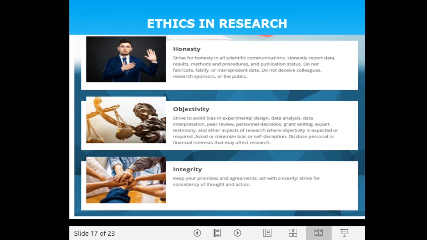And you can identify the reason why the people did not respond. Again, you can write it. That will be a new research. So whatever you get, you have to report it honestly. And objectivity: on data analysis, interpretation, peer review, personnel decisions, grant writing, everything should be objective. You have to minimize bias.